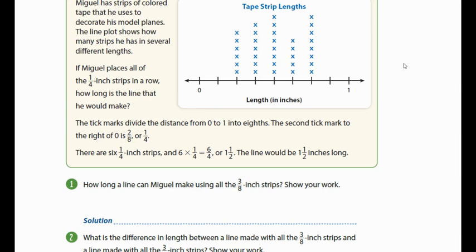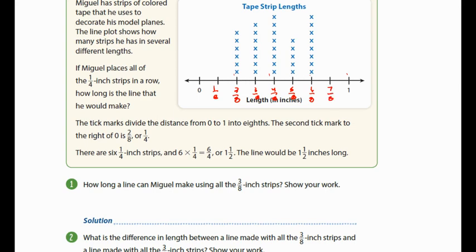So how long of a line can Miguel make using all 3/8 inch strips? We need to first label this. So let's count how many we have here: 1, 2, 3, 4, 5, 6, 7, 8. So this looks like 1/8, 2/8, 3/8, 4/8, 5/8, 6/8, 7/8, and then 8/8 would be 1.